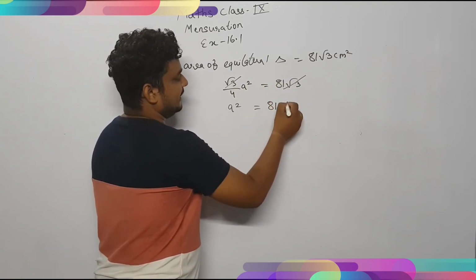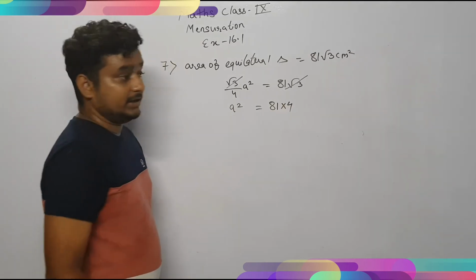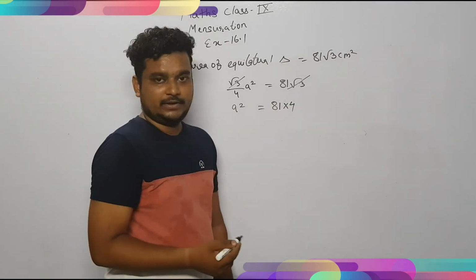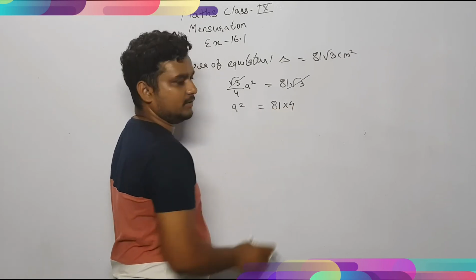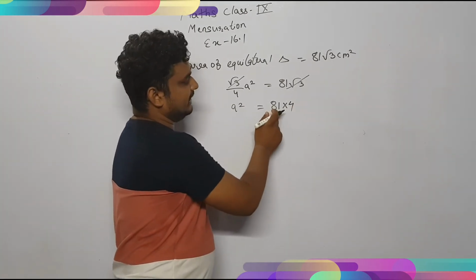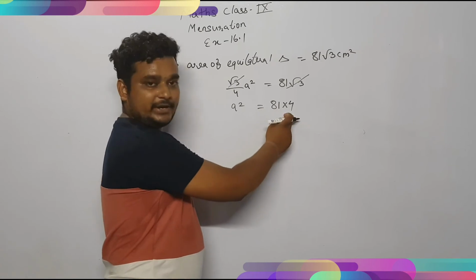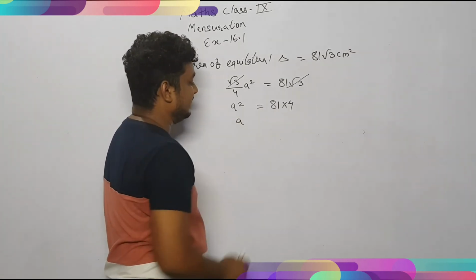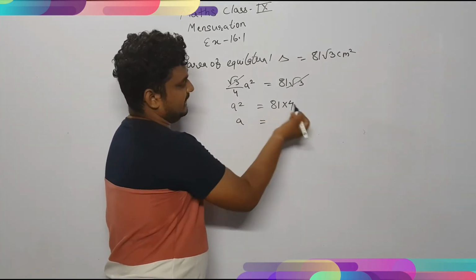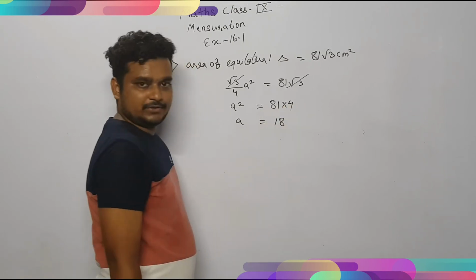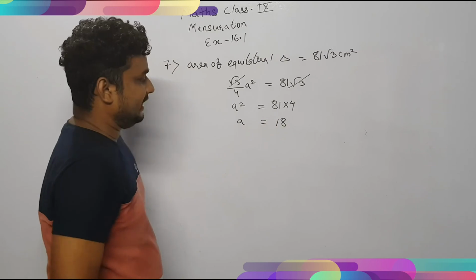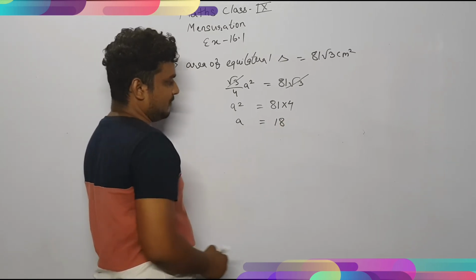81 is multiplied with 4. One trick I am going to tell you over here: I am not going to multiply 81 with 4. We can write 81 as 9 into 9, and 4 as 2 into 2. So when finding a, I can directly write that it equals 9 into 2, which is 18. So we have got the value of a.